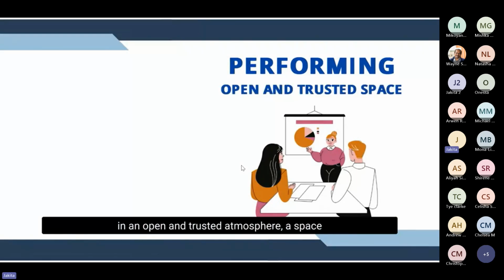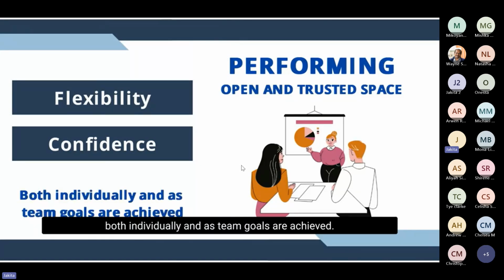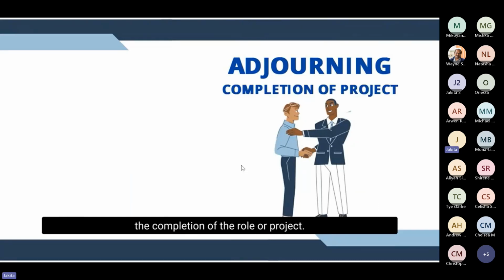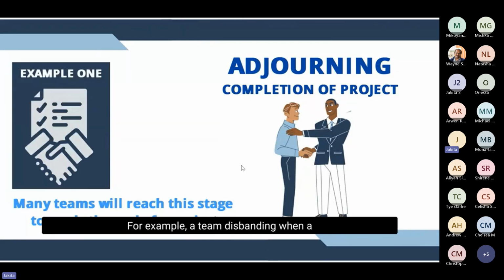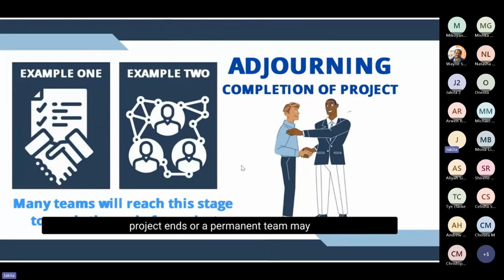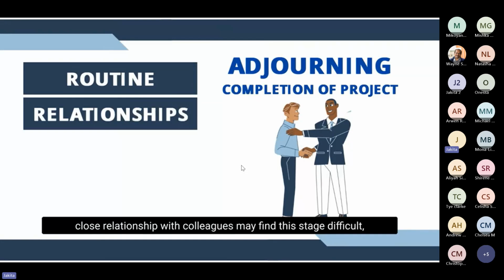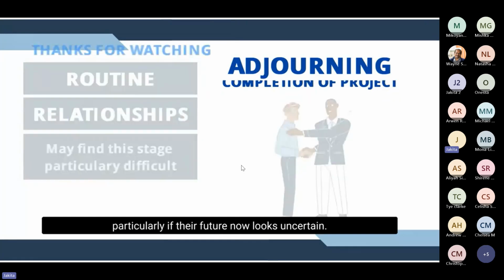Performing is the stage where a team works in an open and trusted atmosphere. A space where flexibility is key. Confidence grows. And when a group operates as a high-performance team, both individual and team goals are achieved. The last step is adjourning, which is the completion of the role or project. Many teams will reach this stage. For example, a team disbanding when a project ends, or a permanent team may be disbanded through organizational restructuring. Team members who like routine or have developed a close relationship with colleagues may find this stage difficult, particularly if their future now looks uncertain.